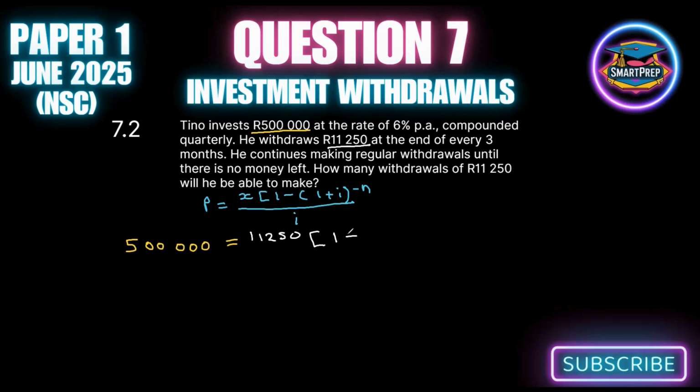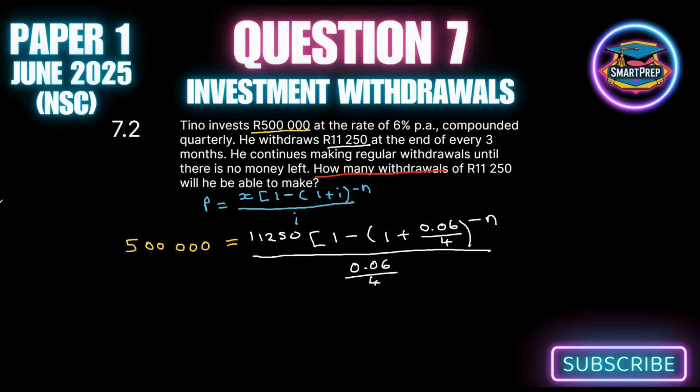1 minus (1 plus i). Now, what is our i? Our i is 6%, so we're going to write either 6% or 0.06. I'll do it differently this time. Divided by 4, because it's quarterly, right? So there's 4 quarters in a year. Then it's to the power of minus n, which is what we want to calculate, right? How many withdrawals? Divided by our interest, that 0.06 over 4.